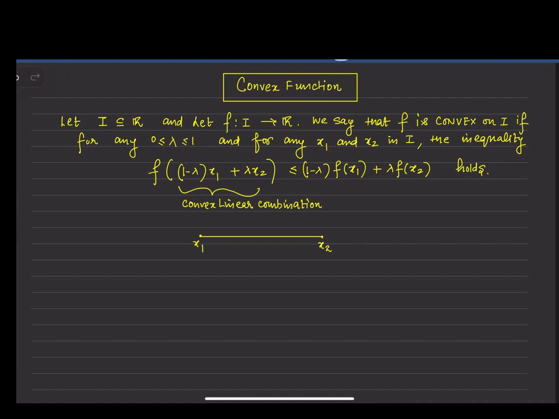Because if you put lambda equals 0, then this term vanishes and this becomes 1 minus 0, that is 1 into x1. So I end up at this point. Similarly, if I want to be at this point, I put lambda equal to 1. Then this term vanishes and lambda is 1, giving 1 into x2. So I end up at this point. So this expression is called a convex linear combination.